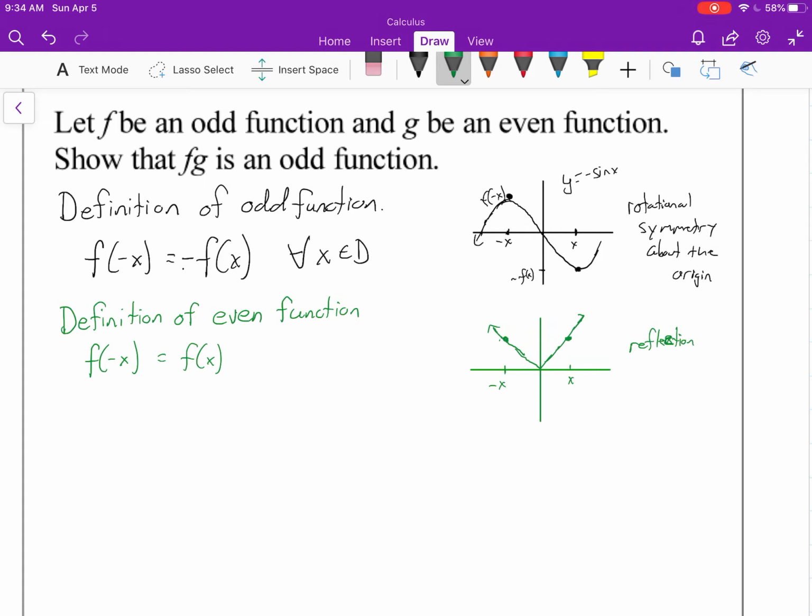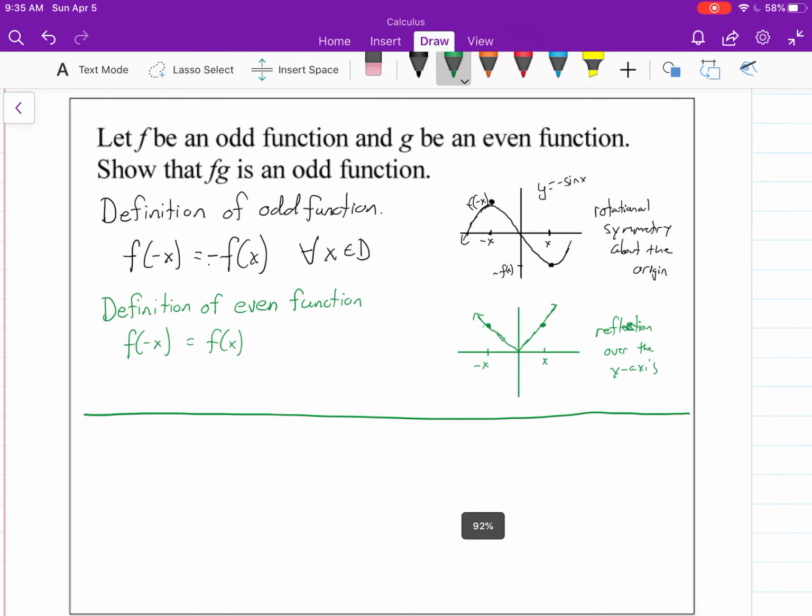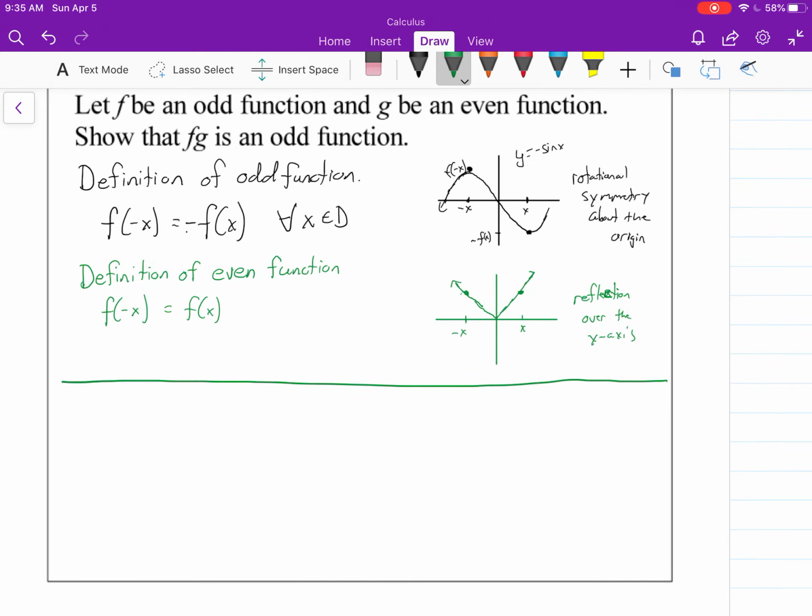Reflection over the y-axis. But again, the graph right now is not what is important for what we're working with. That's a review of even functions and odd functions. So now let's try to do this proof, or this show that, really it means prove: let F be an odd function and G be an even function. Now that we discussed those definitions, let's see if we can show this.